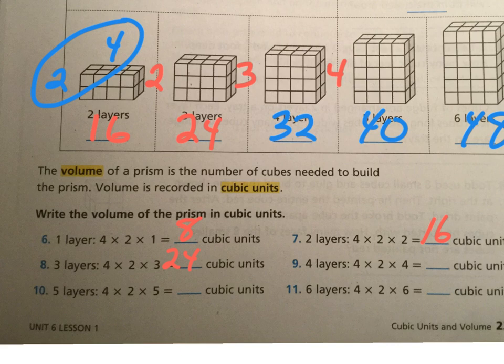4 times 2 is 8, and 8 times 4 is 32. 4 times 2 is 8, and 8 times 5 is 40. And 4 times 2 is 8, and 8 times 6 is 48. Okay? Volume. We're just adding one more dimension. We do the area, and then we're now multiplying the height times that. Okay? All right, let's look at the next page.